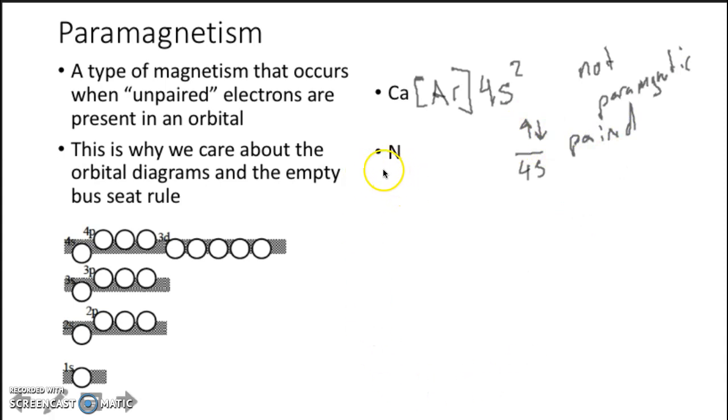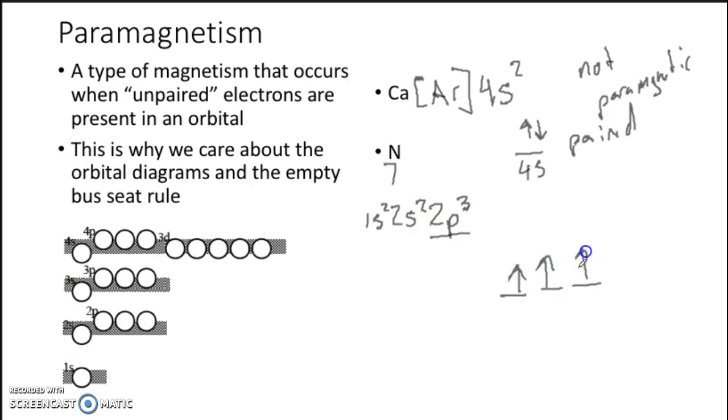So let's look at another one. Nitrogen. Well, nitrogen has 7. Well, let's just do the whole thing. Okay, so it's got 7. So that's 1s2, 2s2, that's 4, 2p3. So let's see here. The only thing I care about is this. 2p: 1, 2, 3. Empty bus seat rule. These are unpaired, so this is paramagnetic.